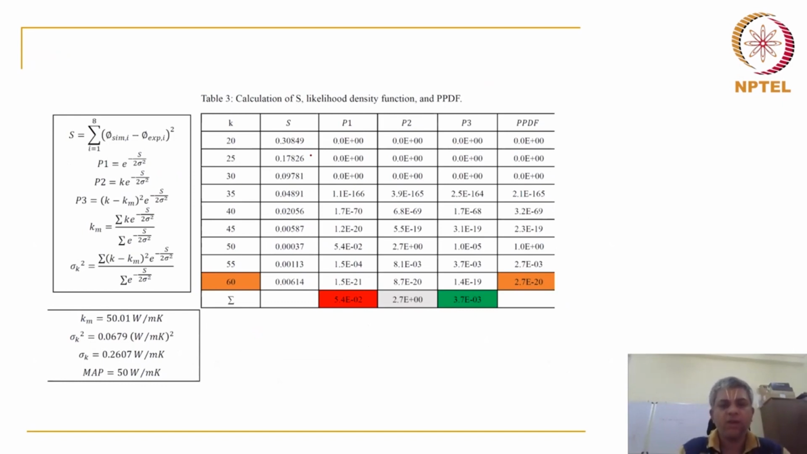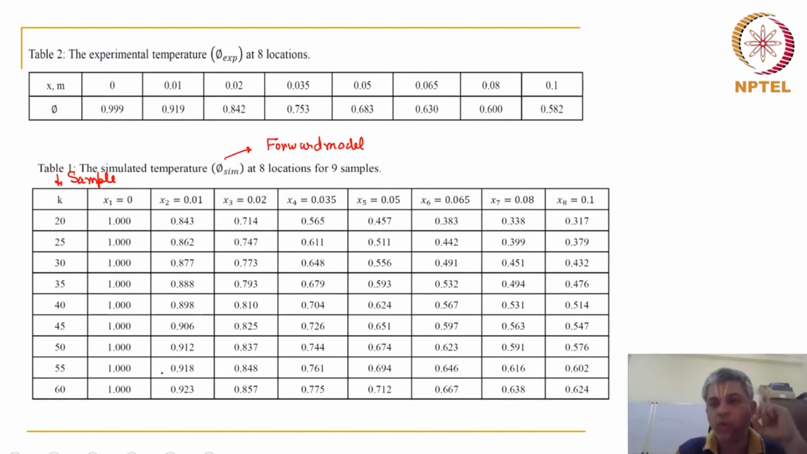P equal to P1 is e power minus S by 2 sigma square, etc. And somebody has to give you sigma. Based on that, you find out what the mean possible K is, that is given here: essentially the weighted average or the expectation of K. And then you find out where you have maximum PDF, and that gives you the MAP estimate of the conductivity. So you can see these two are not very different. The key thing here is the forward model gets used at one place.